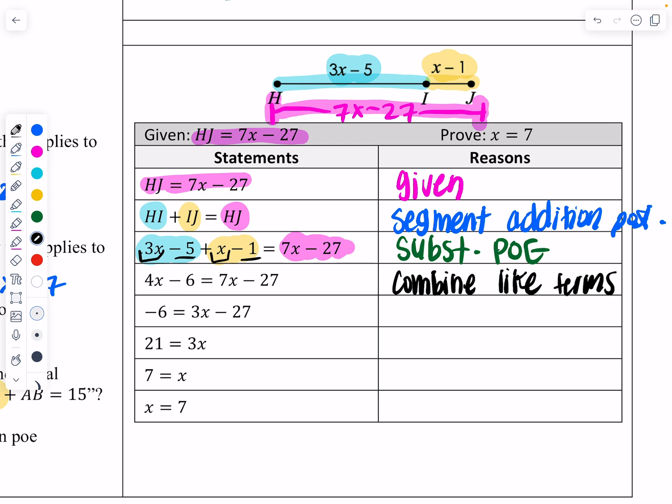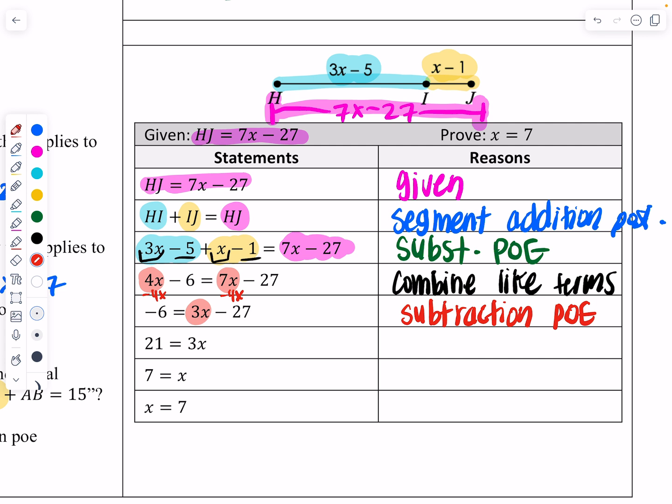Okay, so now that we are here, they went from having a 3x on this side, a 4x on this side and a 7x on this side to just having a 3x. So how did they do that? They would have had to subtract the 4x from both sides. So minus 4x minus 4x. Since they did it to both sides, that is going to be called my subtraction POE.